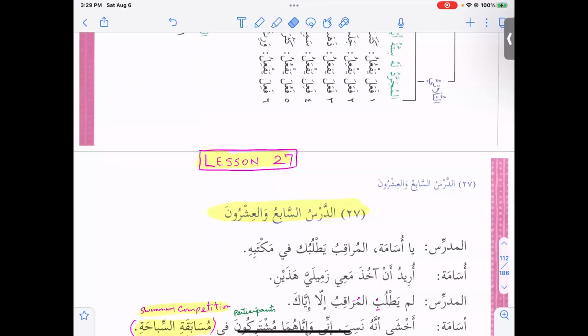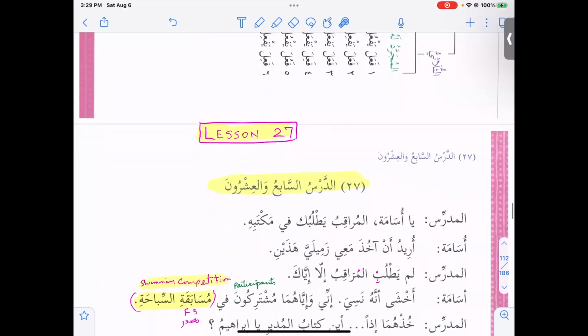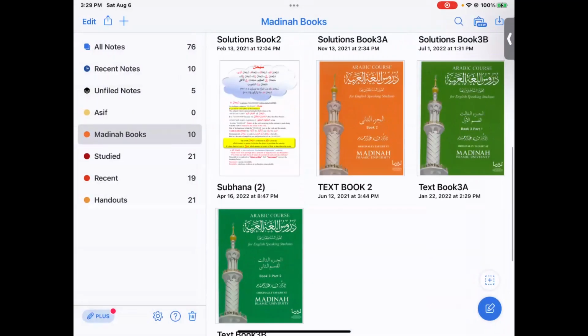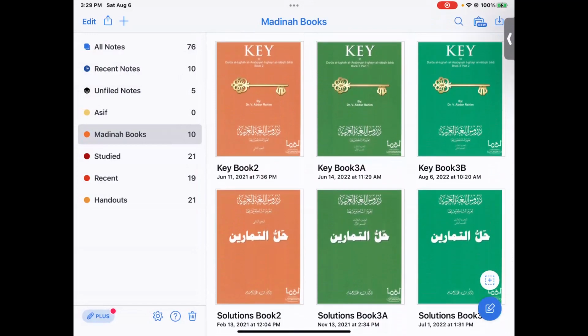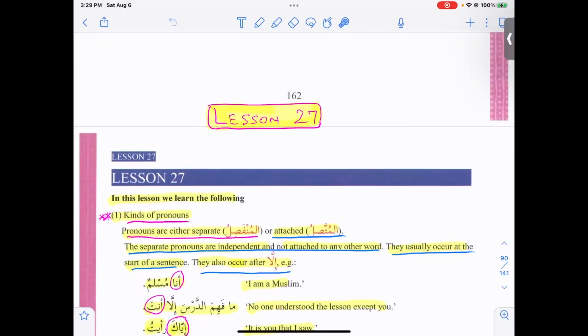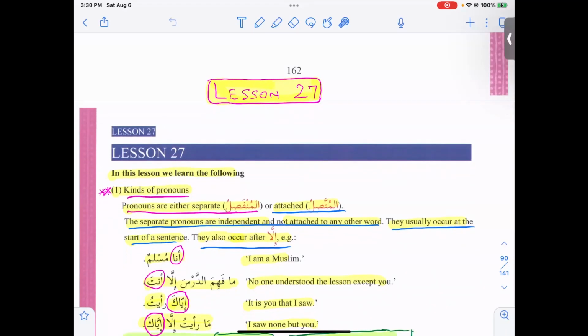Interesting lesson. Most of the things you know, you will be surprised. Now we go to the key. Yes, lesson 27. What is the main theme of lesson 27? Pronouns. We all know pronouns. We are very fluent in depicting pronouns and analyzing pronouns. But now we go in more detail. Kinds of pronouns.